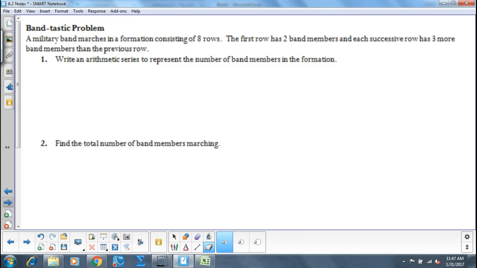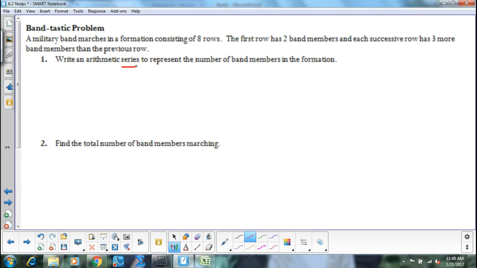Fantastic. Okay. A military band marches in a formation consisting of 8 rows. The first row has 2 band members, and each successive row has 3 more band members than the previous row. Question number 1 says, write an arithmetic series. So series says what? Addition. That means that what goes in between each term? Addition goes in between each term. If it said write a sequence, then it's commas.